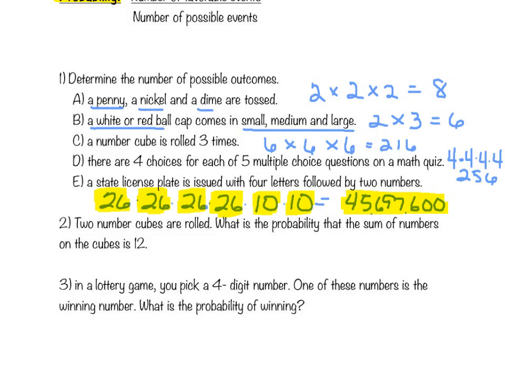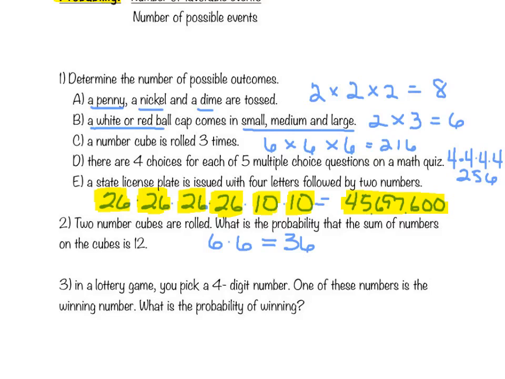It says 2 number cubes are rolled. What is the probability that the sum of the numbers on the cubes is 12? Well, we need to find out what the total number of outcomes is. The total number of outcomes would be 6 for the first number cube times 6 for the second number cube. That would be 36. That's the total number of outcomes. For each of them, it would have to be a 6 plus a 6.